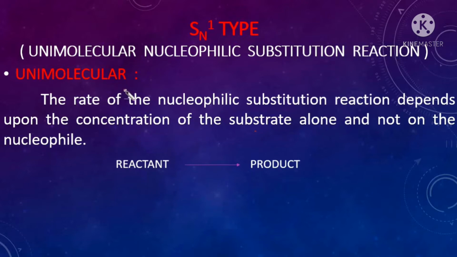See, normally the rate of a reaction, specifically the nucleophilic substitution reactions, depends upon the concentration of the substrate alone and not on the nucleophile. So what do you mean by a substrate and what do you mean by a nucleophile? For that we should understand reactants are of two types. The first one is the substrate, and the second one is the reagent. Substrates are the substances being attacked.